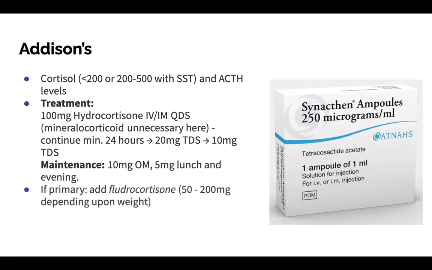If the patient's then found to have primary Addison's disease because the ACTH is perhaps high, or we found a cause within the adrenal glands, then it will be appropriate to add fludrocortisone at this point. The dose is usually between 50 and 200 micrograms, depending on the weight of the patient.